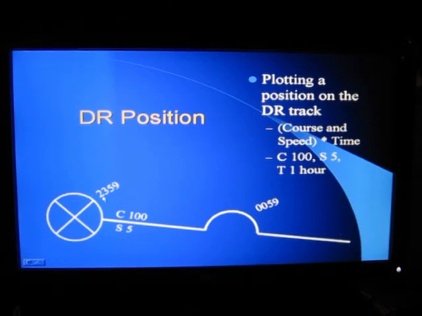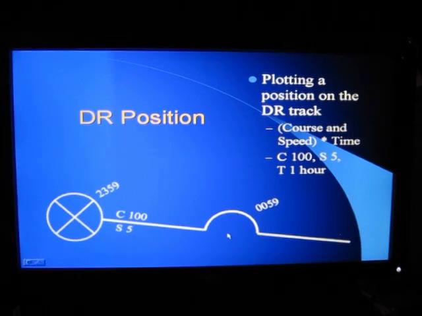If we left at 23:59 and we're gone for an hour, that brings us to 00:59. This is where we intend to be, or where we think we are, after 1 hour. Then we can extend the course line beyond that, provided we don't change course right here. So this is a DR position. This is our best guess based upon our course, speed, and time of where we think we are.